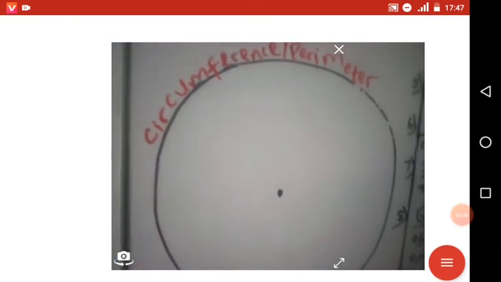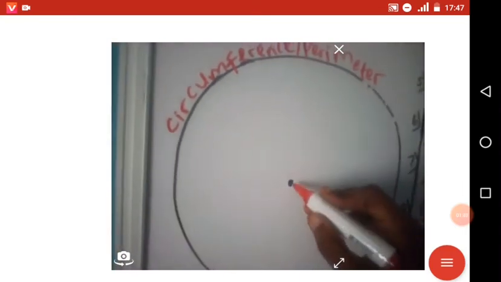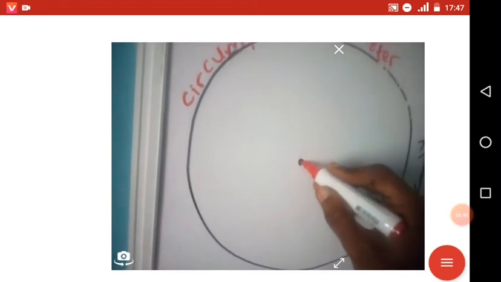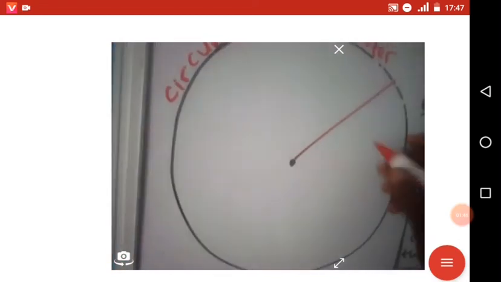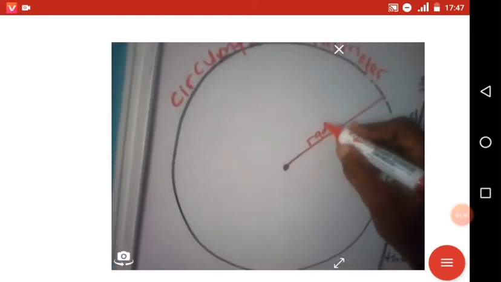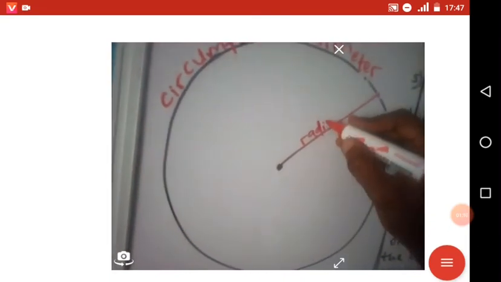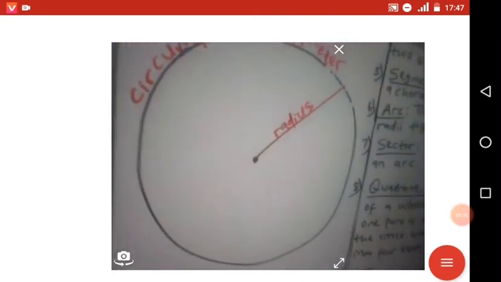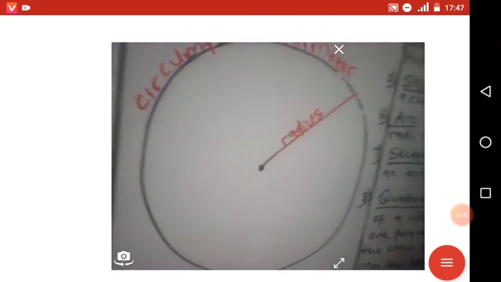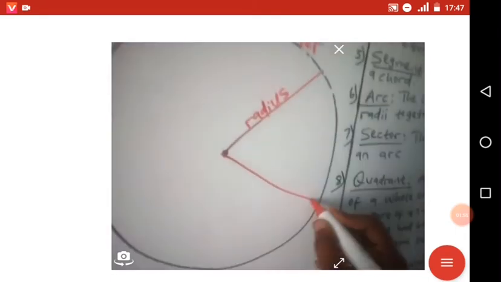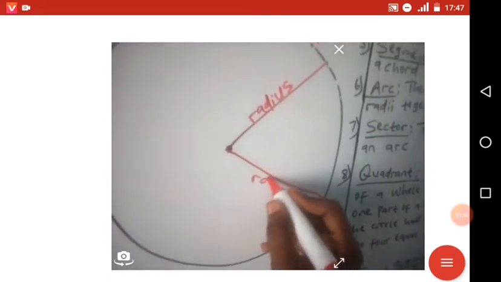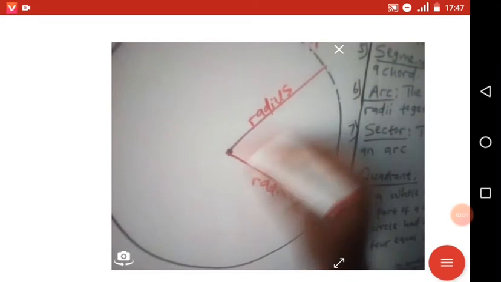Is that understood? Now I can draw a line from the center of this circle to touch a part of this circumference. That line is called radius. The plural of radius is radii. I can have another radius here. This is also another radius. So these two are called radii.